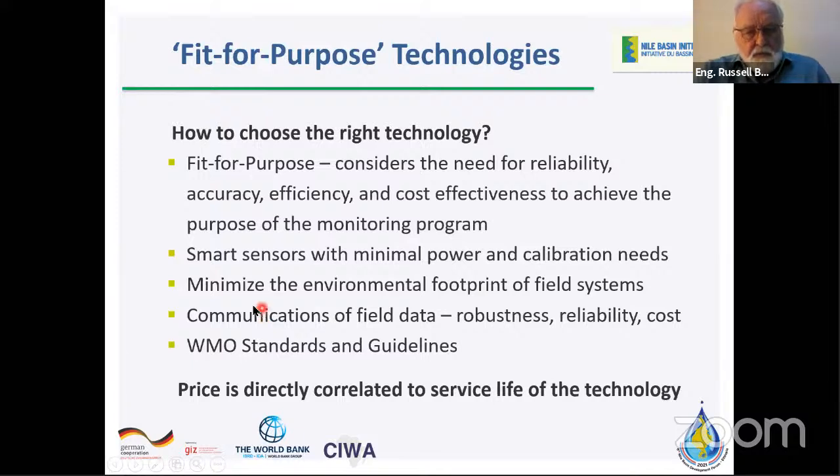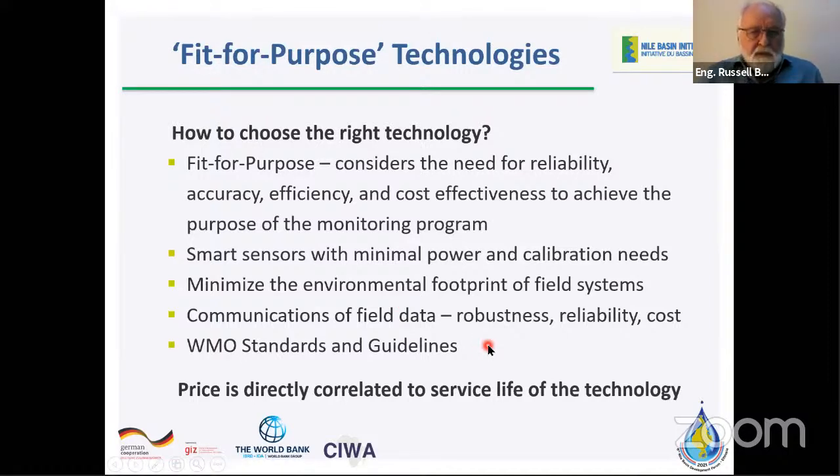The other aspect that these technologies allow us to do is minimize the environmental footprint of the field systems themselves. Because we can use smaller power, and because the electronics and everything are much smaller, we can put them on a tower within an enclosure, and so they don't require major infrastructure.